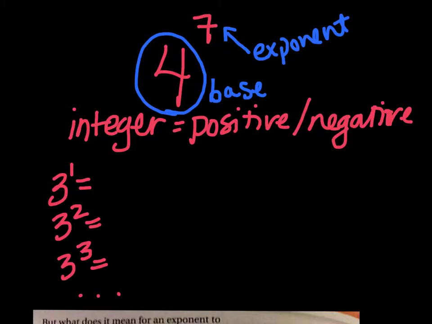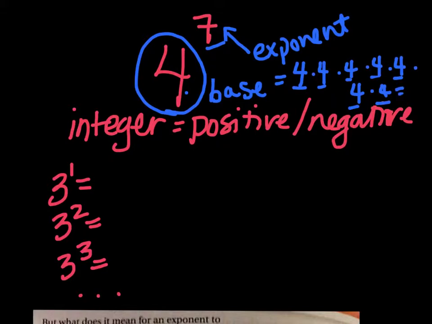And what does that tell us? Well, it tells us how many times we need to multiply 4 by itself. So we'd essentially say 4 times 4 times 4 times 4 times 4 times 4 times 4. So 4, 1, 2, 3, 4, 5, 6, 7 times. And the answer, whatever that may be, would be our answer to this 4 to the 7th power.